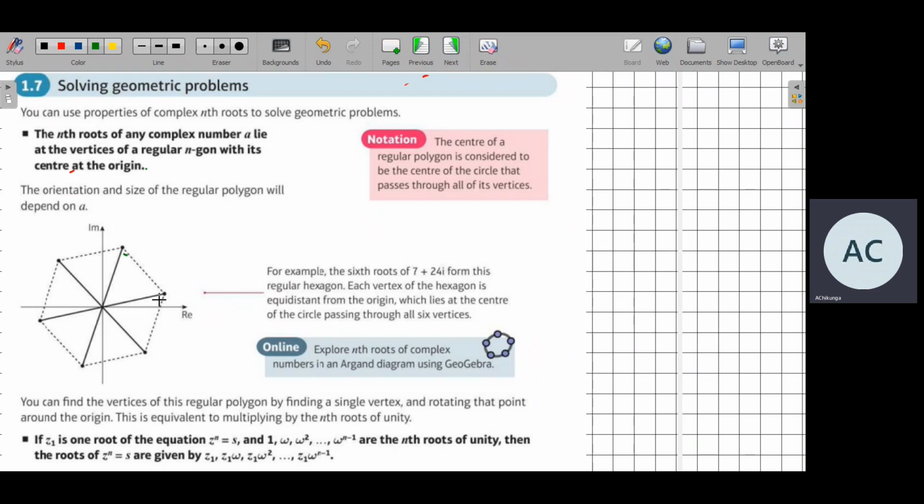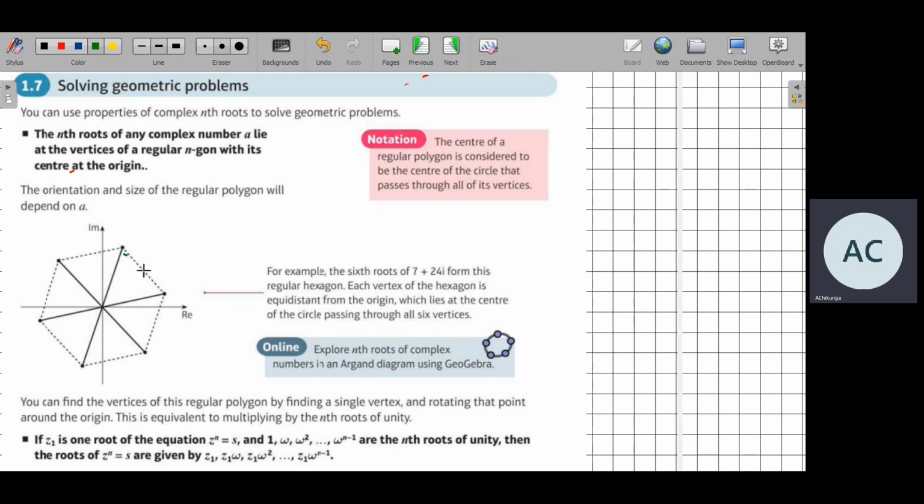Polygon. Those are the roots that we have been calculating. So what exactly does this mean? That means you can find these vertices of this regular polygon by finding just one single vertex and rotating that point around the origin. This is equivalent to multiplying the nth roots.